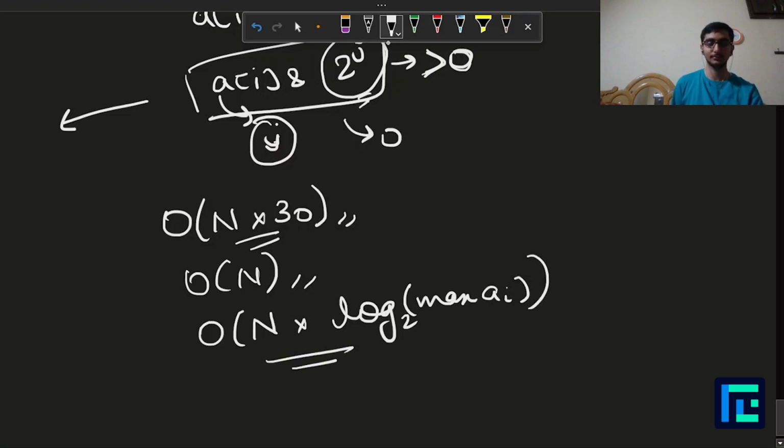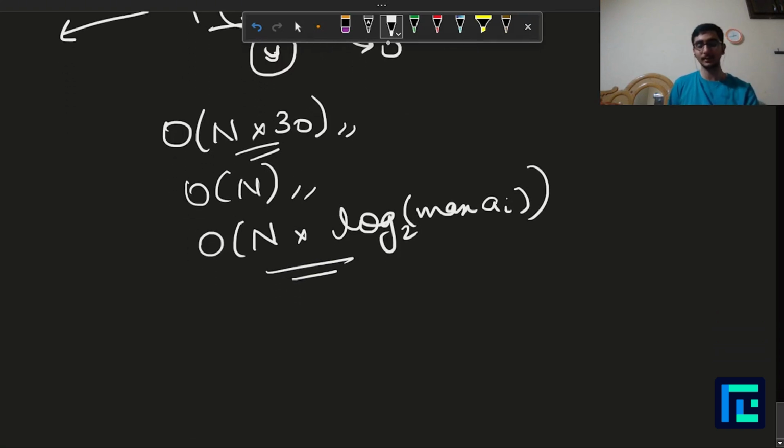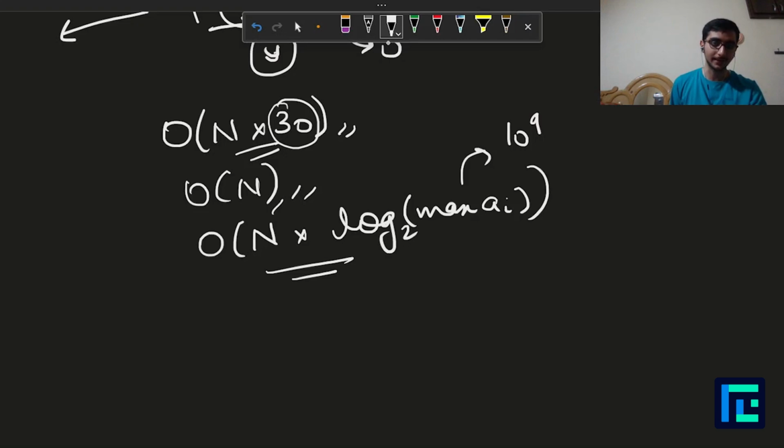Both of them are correct, and both of them are exactly the same value. It's up to you what you consider. Because you already know the max of A[i] can only be 10 power 9, I just run a loop of 30, so it becomes O(n), because this is again a constant value.